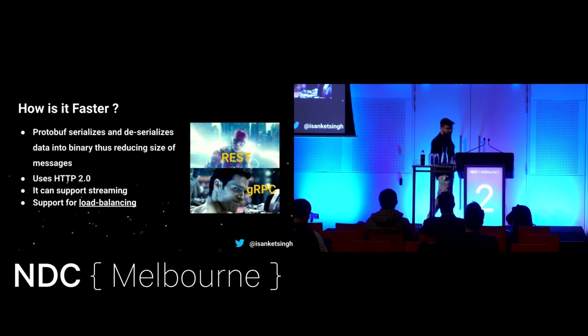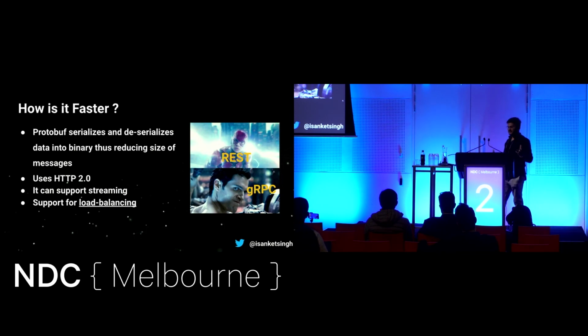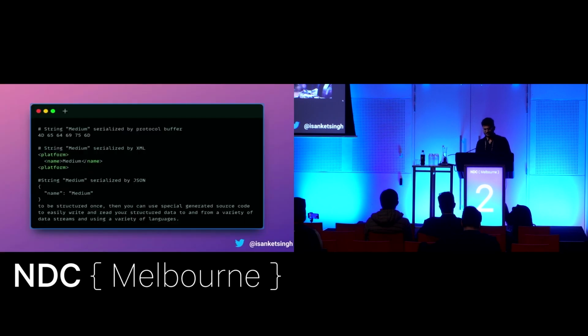So in protocol buffers, it doesn't directly send your data in the communication medium. It first serializes that data into binary format. And binary can definitely reduce the whole overall size to a very extreme limit. We have already talked about the fact that it uses HTTP 2.0. It can support multiple types of streaming and things like inbuilt load balancing.